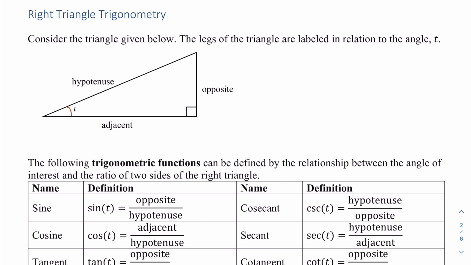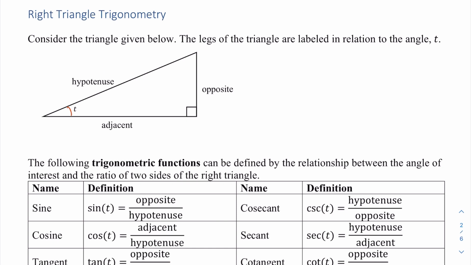Now, these sides are labeled in relation to this angle. Well, the hypotenuse is going to be the hypotenuse no matter what, right? It is just across from the 90-degree angle. So that one is always the hypotenuse. But now let's see how we labeled this as opposite and adjacent.